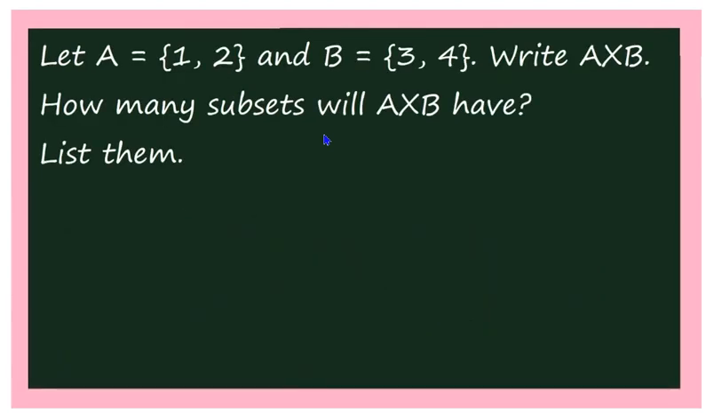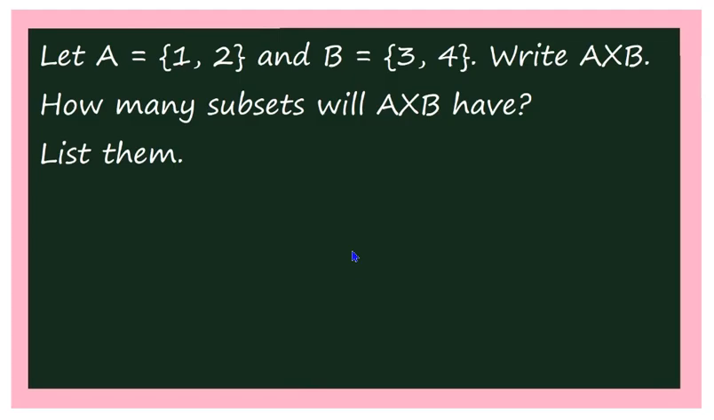Now you see this question: let A is equal to {1, 2} and B is equal to {3, 4}. Write A cross B. And it's very simple. How many subsets will A cross B have? And list them. Listing them is a lengthy question. First two parts are very simple, and you can find A cross B very easily.